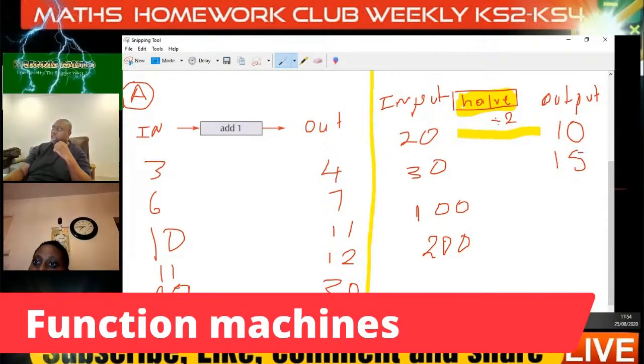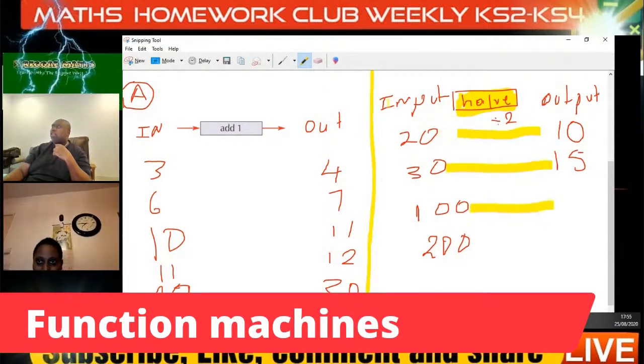What's half of 100? Right. What's half of 100, Denzel? Half of 100 is 50. Right. What's half of 200, Denzel?